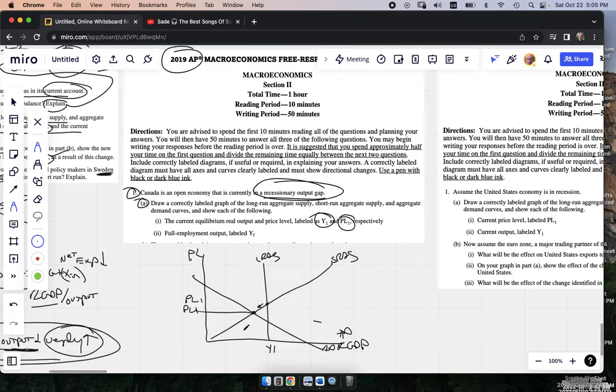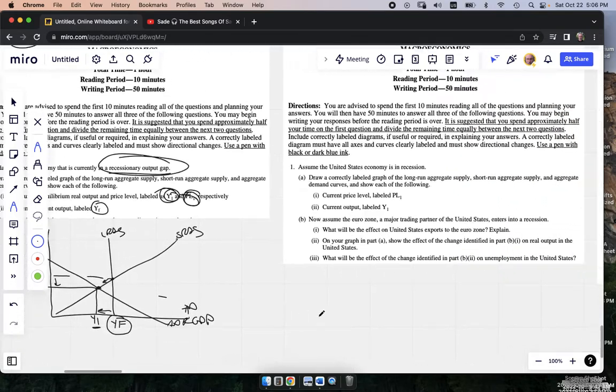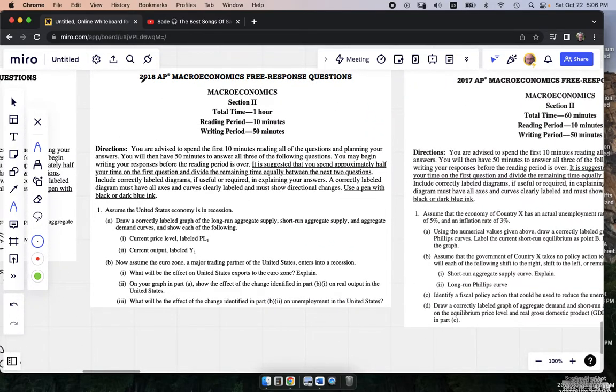This could be PL1, here's Y1, and here's YF, income for full employment. We can see output's gone down. We can see that the price level's gone down. So YF, Y1, PL1, easy. This is our graph right here. I didn't do that very well. Let's see if I can do the next one better.